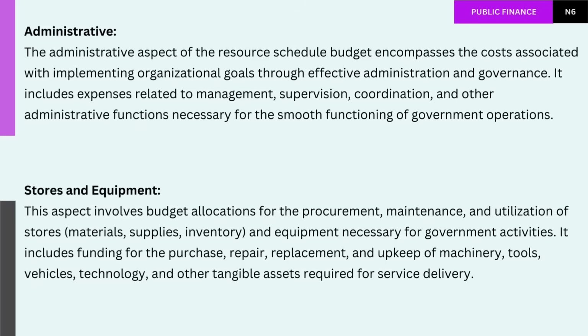This aspect involves budget allocations for the procurement, maintenance, and utilization of stores, materials, supplies, inventory, and equipment necessary for government activities. It includes funding for the purchase, repair, replacement, and upkeep of machinery, tools, vehicles, technology, and other tangible assets required for service delivery.